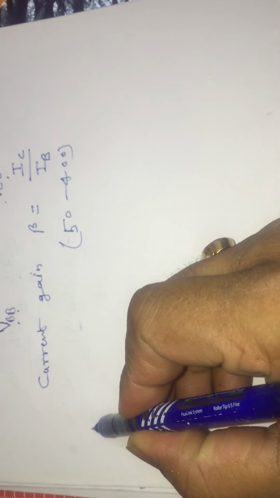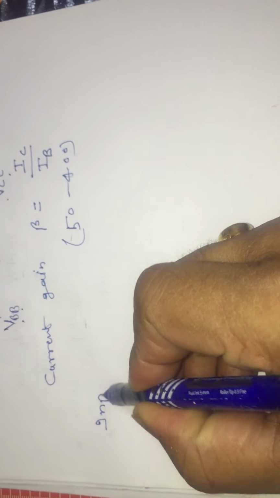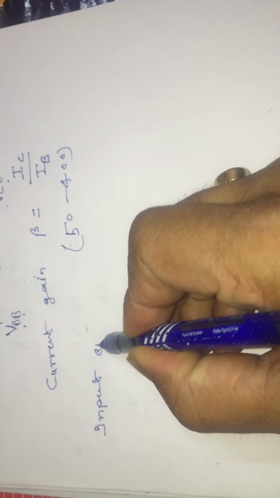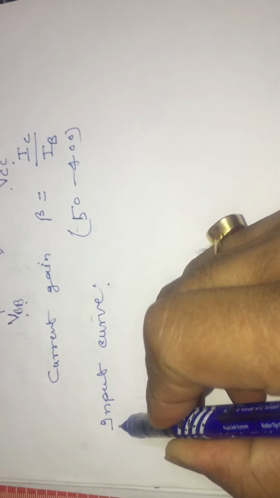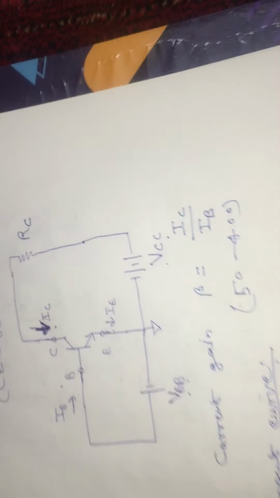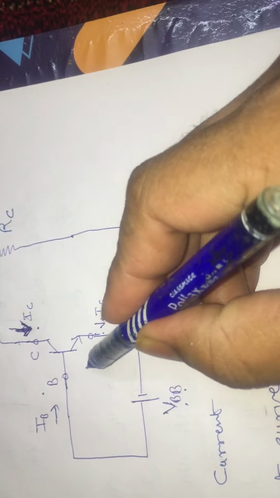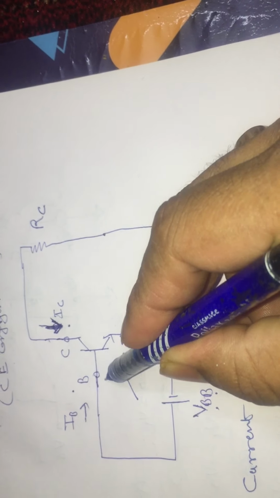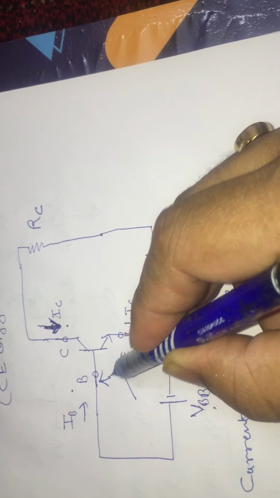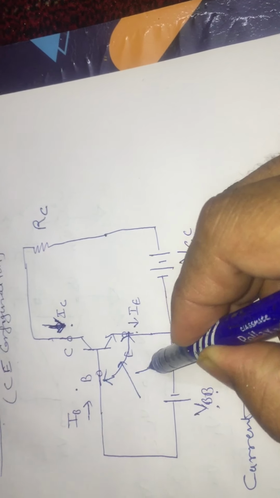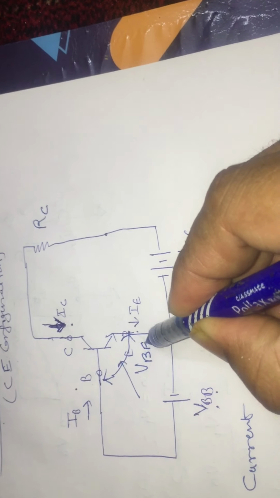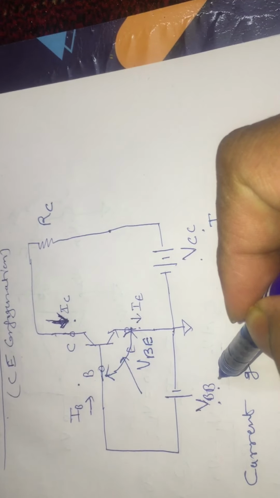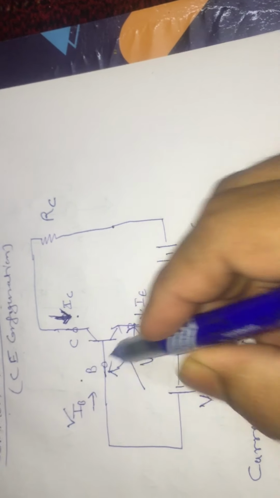Now we discuss the input characteristics of the common emitter amplifier. Input means what is its input behavior. Now the input of this BJT is this. Here is the input. It is a voltage between base and emitter. This is VBE. It is the input voltage, and the input current is IB.